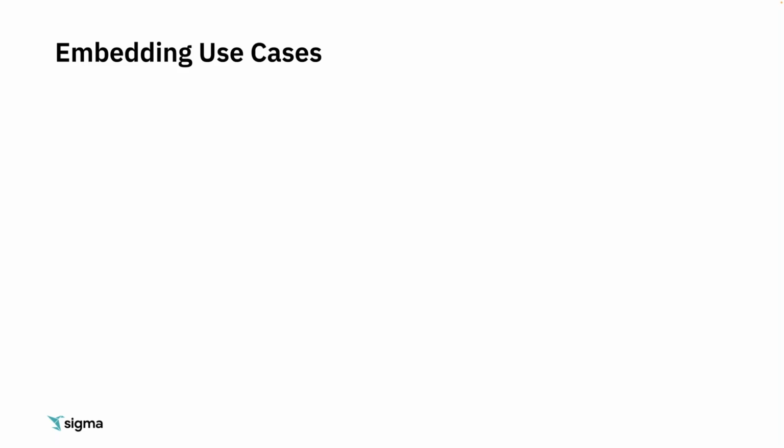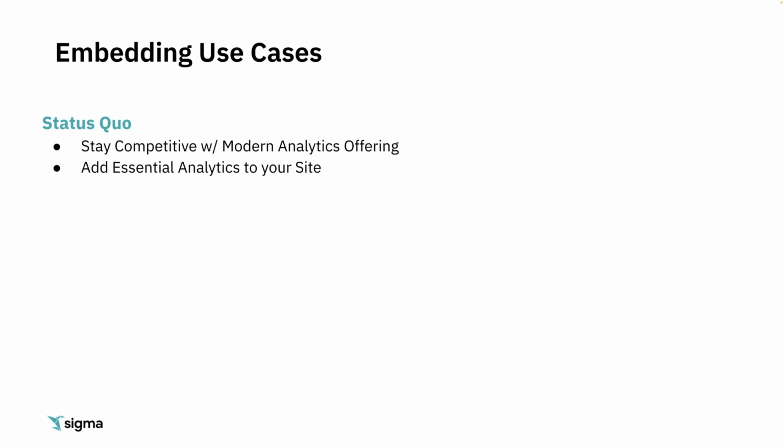So some of the ways in which we've seen embedding used. First is the status quo, which is other people, maybe you have competitors, other companies are embedding, people are embedding to have analytics offerings. Customers expect to have their data available. So if you're sitting on top of some valuable data, your customers want it. There is this notion that people expect it to be there. So you can offer essential analytics on your site. This could be as simple as just a curated dashboard where they can't really explore on it.